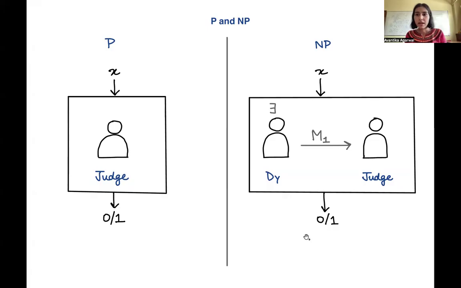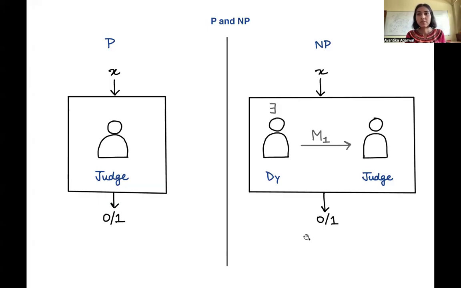Now we'll think of NP as follows. Again, we have a judge who is an efficient classical computer, and now we have a debater dy who is trying to convince the judge to say yes. Together they are trying to solve some yes-no problem. They get some input X. The debater dy sends a message to the judge. The judge performs some efficient classical computation and outputs yes or no.